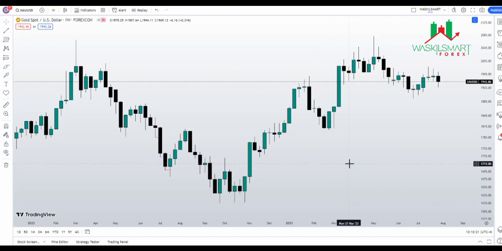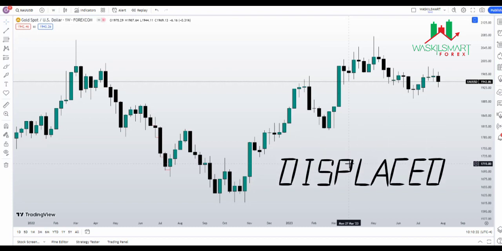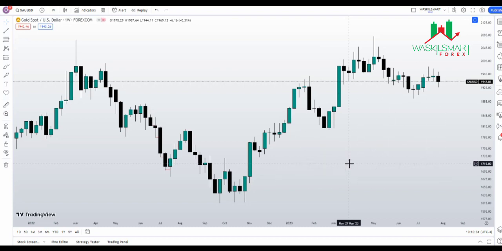Before I get started, I would like us to talk about two things, because these two things are tied to understanding the gold weekly profile. The first thing is called displace, or what we can call displacement. And the second one is the concept of liquidity. But let me start with the concept of liquidity first.